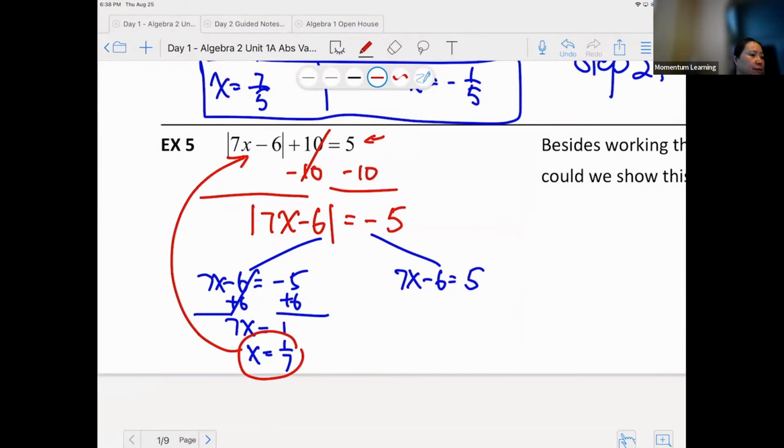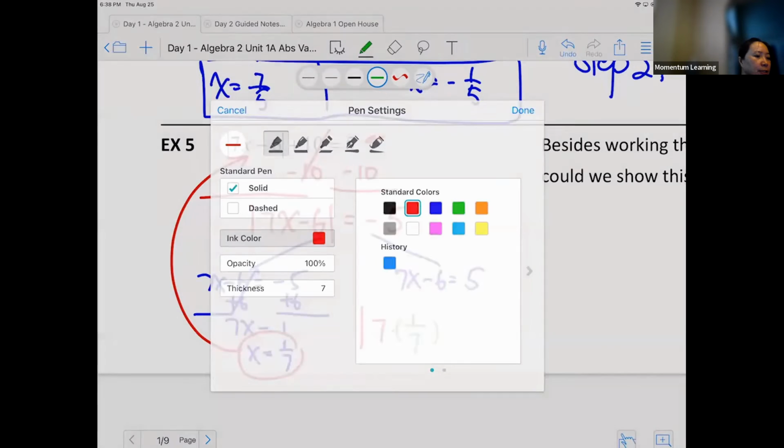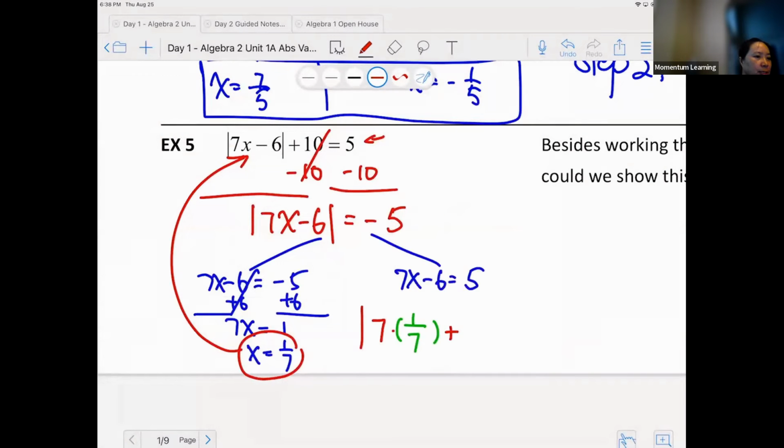So 1 over 7, if I plug in here, how do you check? You just check whether the left side equals the right side or not. So what I would do is, absolute value of 7 times the x. What is my x? x is 1 over 7. That's the value of x. And then minus the 6, plus the 10. We want to see if this really equals 5 or not.